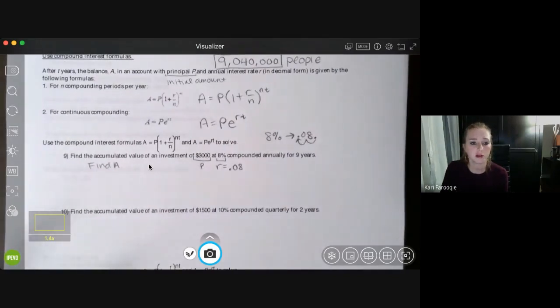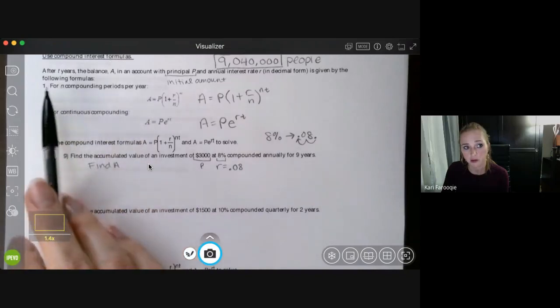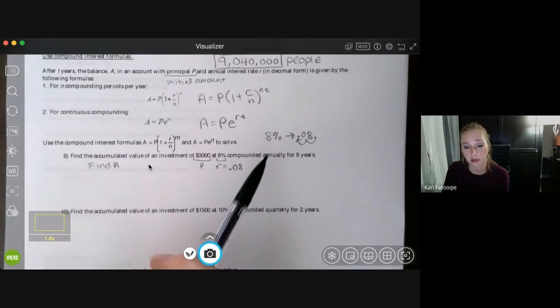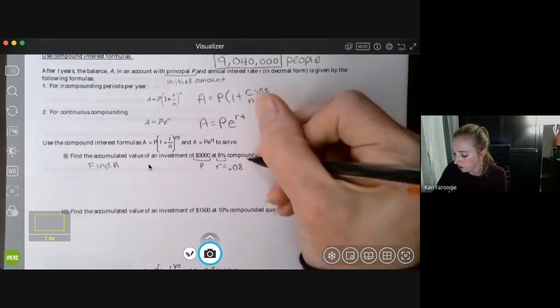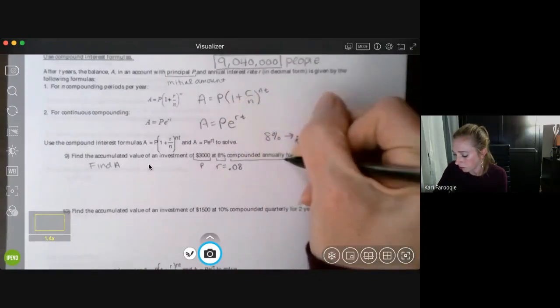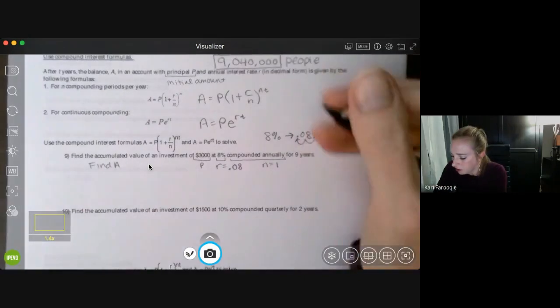This is compounded annually. Now, remember that N is compounding periods per year. So N has to do with how many times that interest is compounded. If it's compounded annually, that means it only happens once per year. So compounded annually is not very common for what we're going to be doing, but it can happen. So we'll say that that means n equals 1. And then we're talking about looking at the value of this investment after 9 years. So t will be 9.